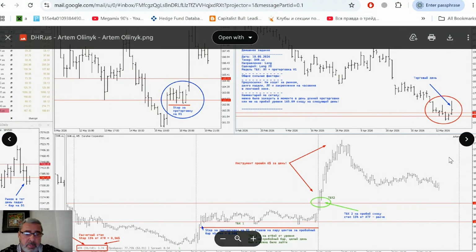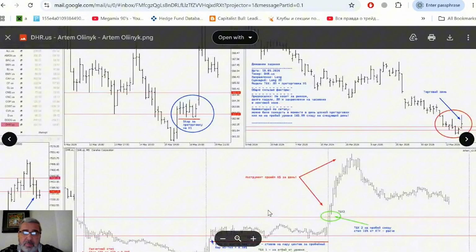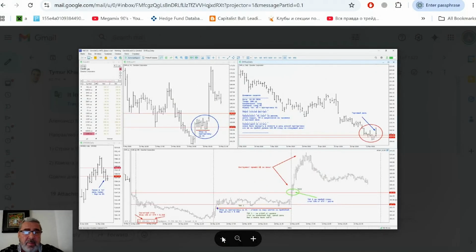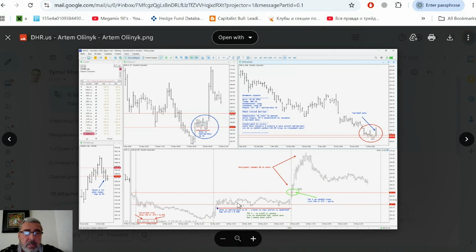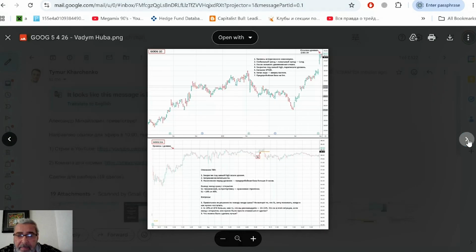Great work, guys. See how the market was actually falling that day, but he killed it. First of all, the chart presentation looks incredibly clean. Second, everything was done perfectly. And on top of it, this trade was made with Gerchik and Company. Superb. Next up, Vadim Huba.